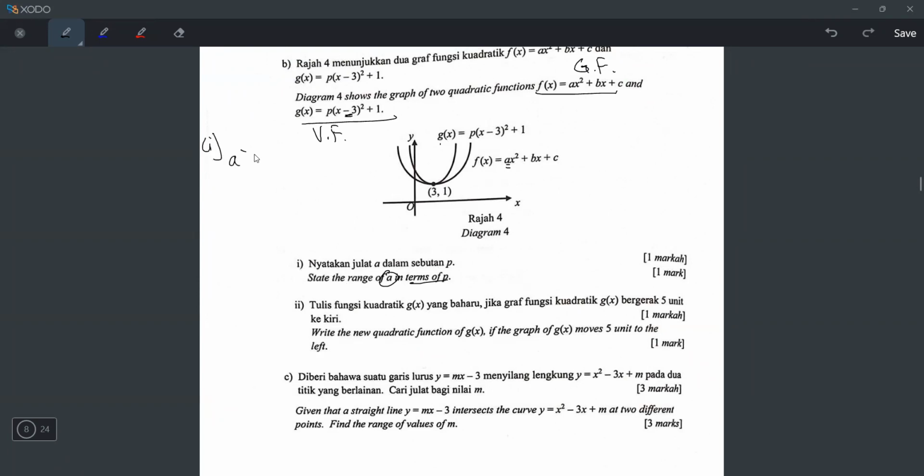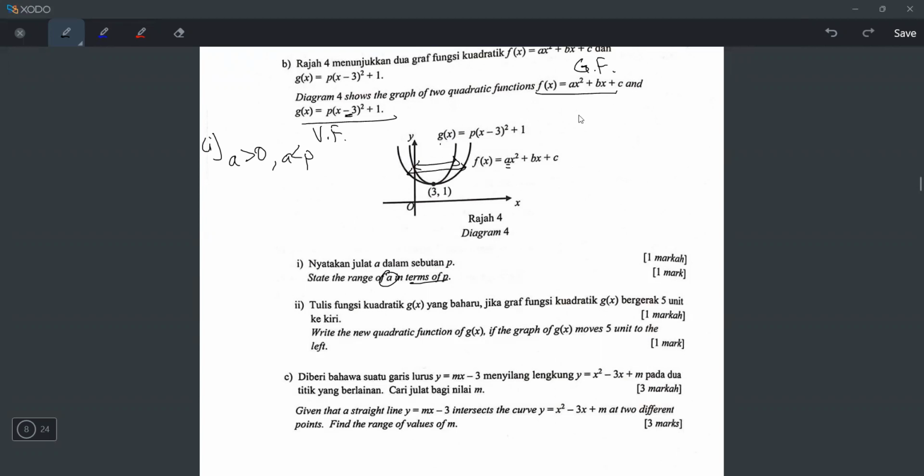Okay, first of all, we know a must be bigger than 0. It's very clear because this is a U-shaped curve. So it means a cannot be negative, right? But at the same time, a must be smaller than p. Do you know why? Because look at this, there is two curves, but I want you to observe one thing. You can see that the f(x) curve, the outside one, it's wider than the inside curve, right?